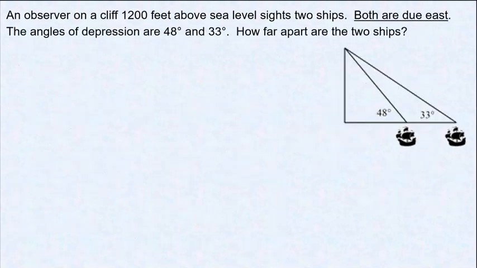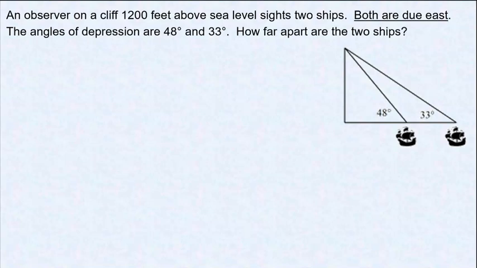So once again, we're working with pirate ships. Kind of looks like a fun job. An observer on a cliff 1,200 feet above sea level sights two ships. Both are due east. The angles of depression are 48 degrees and 30 degrees. How far apart are the two ships? So, this problem is a little bit different, but not by much. In fact, if you notice, it's using the exact same angles and distance as before.